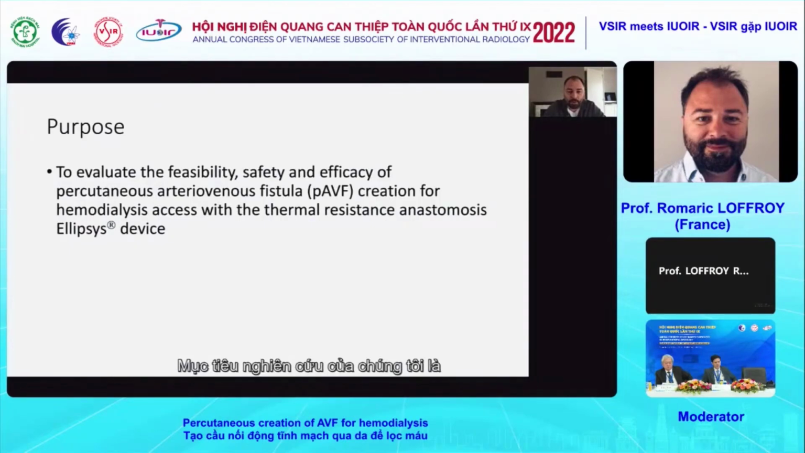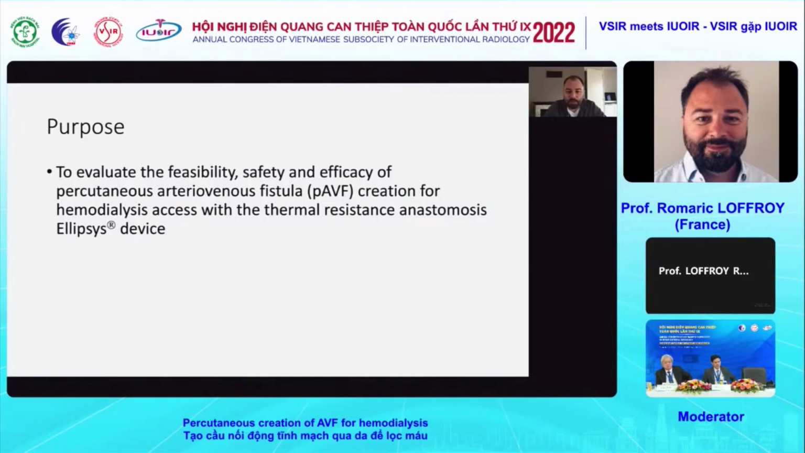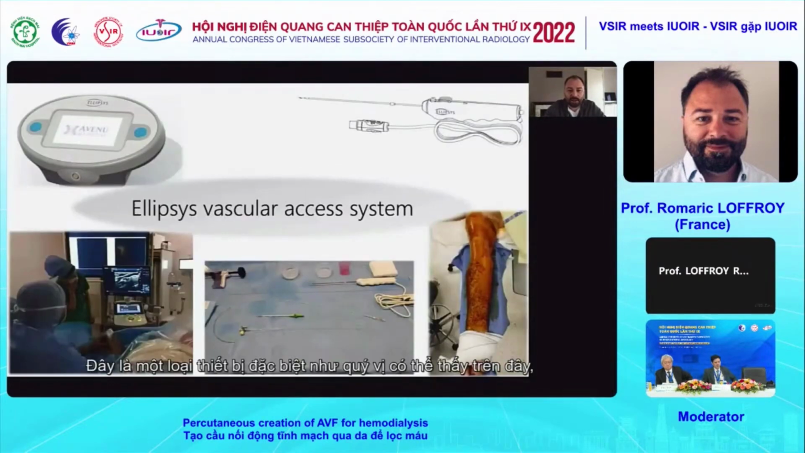So the goal of our study was, of course, to assess the feasibility, safety, and efficacy of percutaneous arteriovenous fistula creation for hemodialysis access with the thermal resistance anastomosis ellipsis device, which is a specific device, as you can see here, with a small generator, as you can see on the left side, and a needle that we connect to the generator. This is usually made under ultrasound. We don't need any X-rays. With very simple things, a 5 French small sheath, and then everything is made in the lab, but under ultrasound, as you can see here.